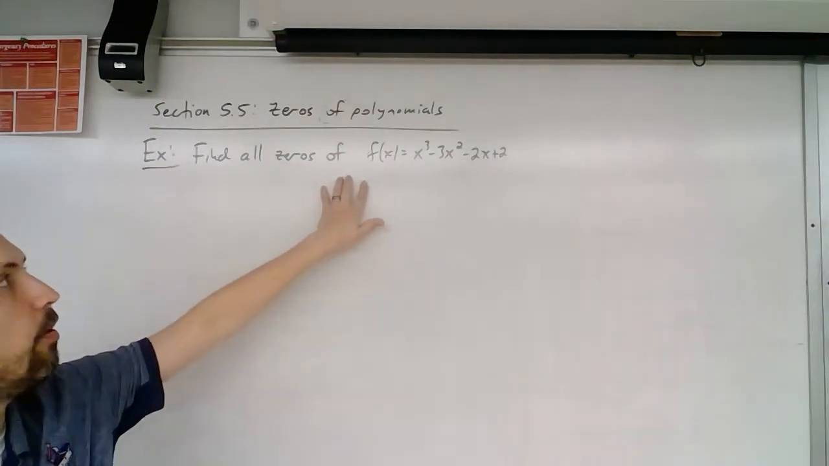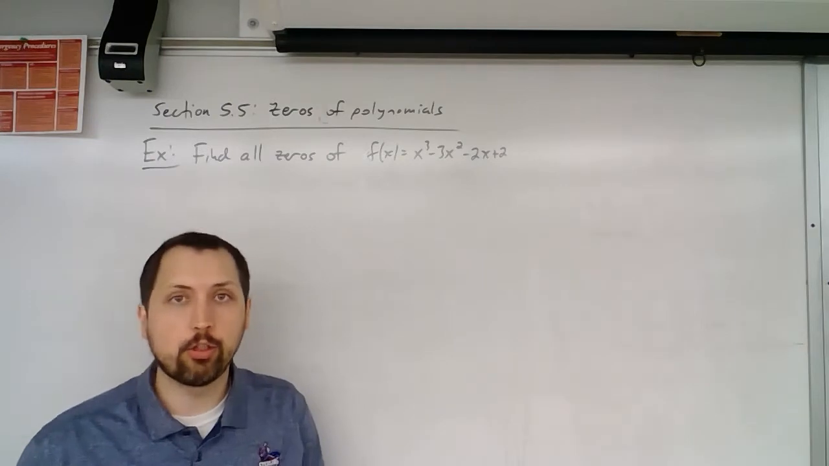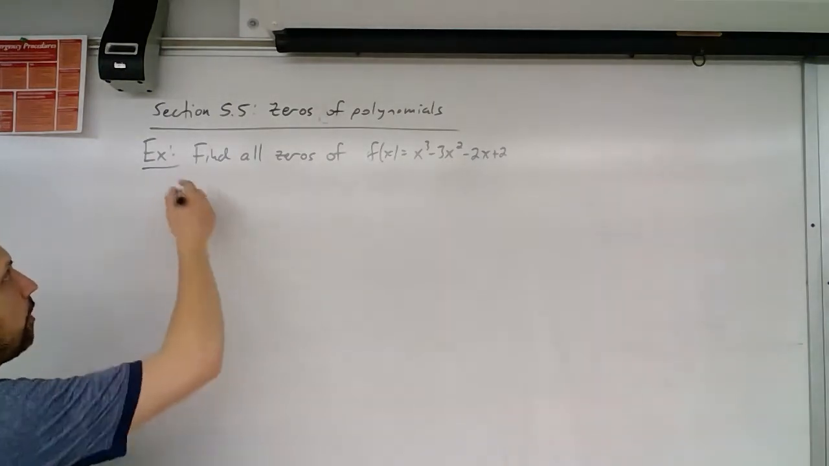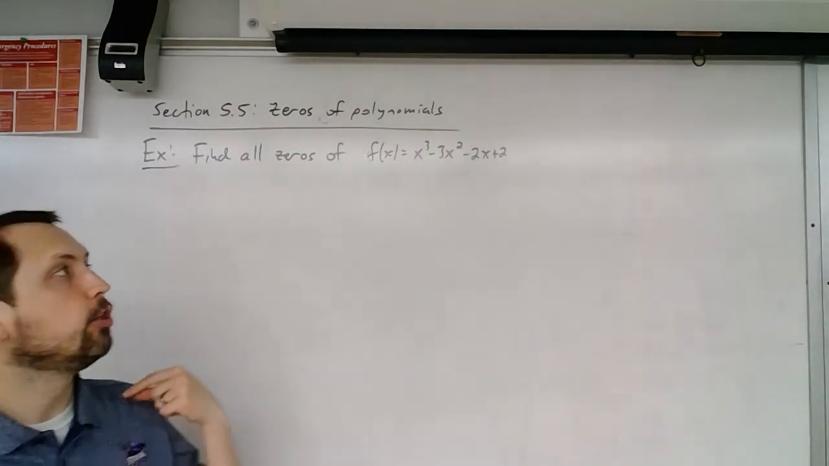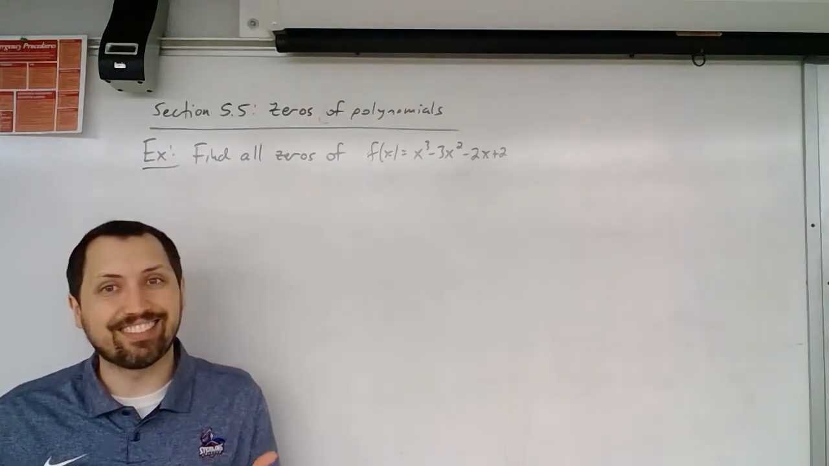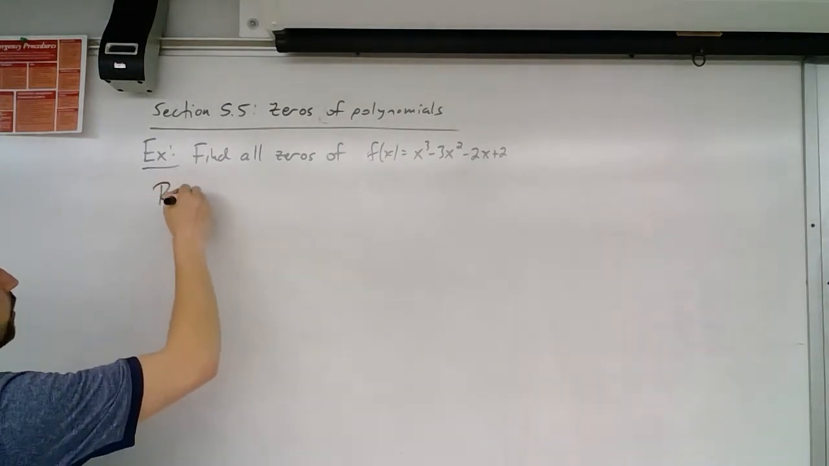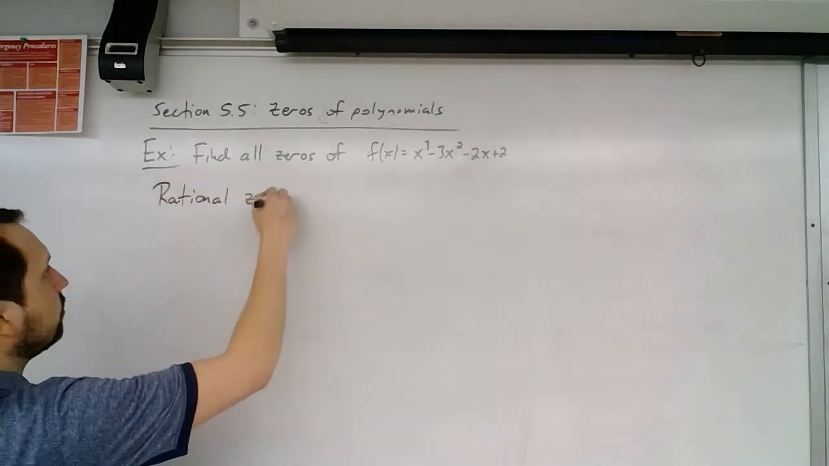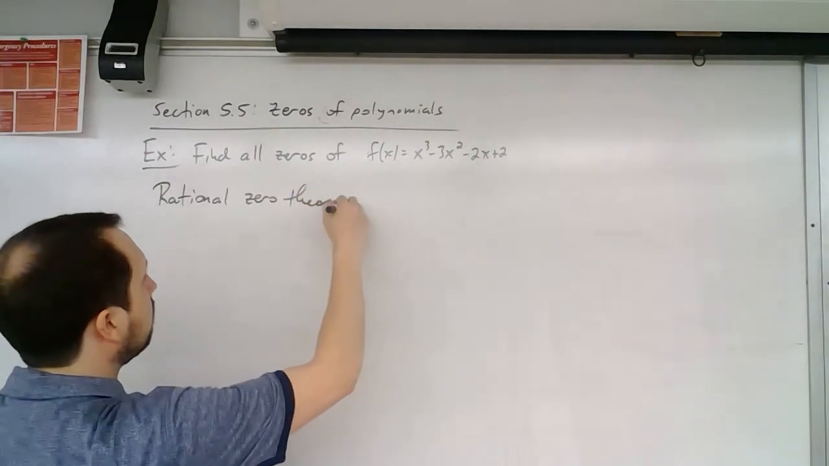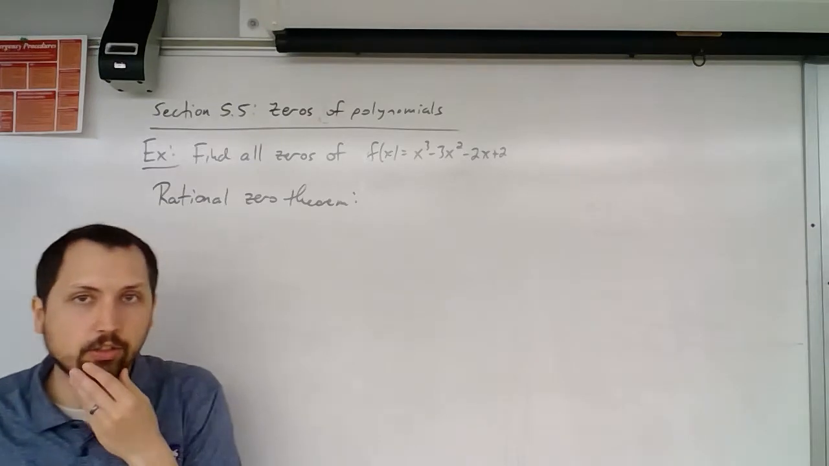So we're going to find a zero of f of x equals x cubed minus 3x squared minus 2x plus 2. So we know nothing about this polynomial so far, so we'd like to figure out what are some zeros that might be nice zeros for us. So we're going to use our rational zero theorem. We're going to make a list of all of the possible rational zeros.